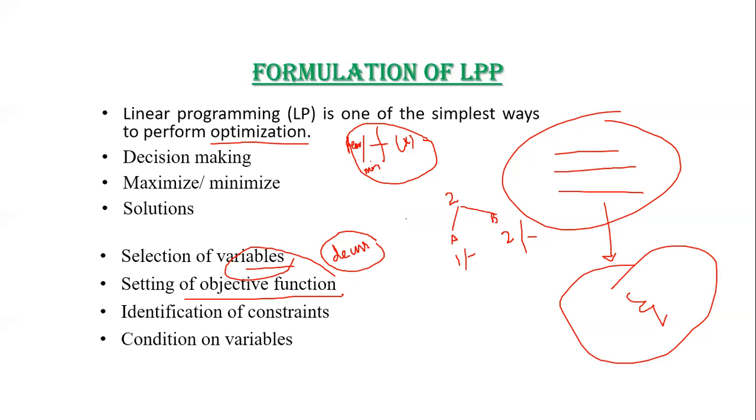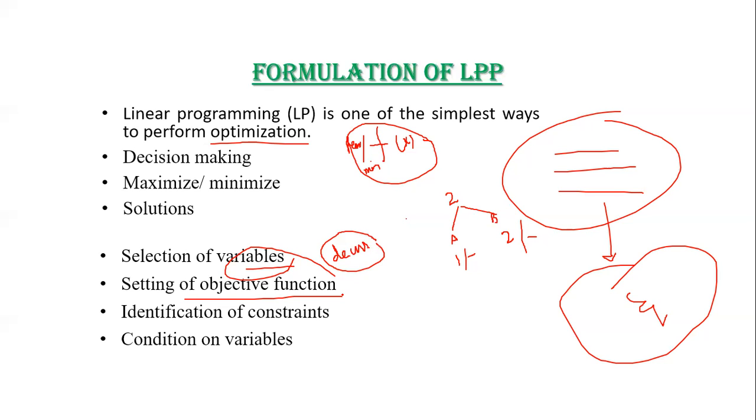Finally, conditions on variable. This is quite easy because you are taking products. So the products can't be negative. So you cannot search the solutions in the negative region. Only you have to search the solution in the positive region. That's it. So therefore, it is quite easy to write the conditions. So these are the 4 steps in the formulation of LPP.